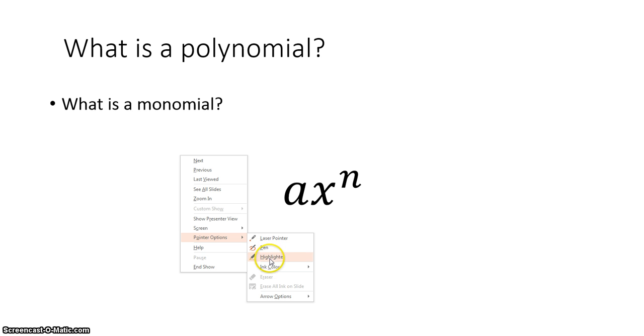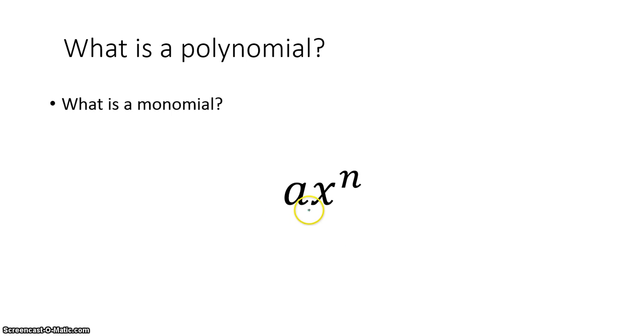So what you see on the screen is a monomial, a times x raised to the nth power. A is going to be any real number. So it could be 1, 2, 3, 4, square root 3, pi, any of those numbers are okay as a. The x here is our variable. N is going to be what's called the degree of a monomial.